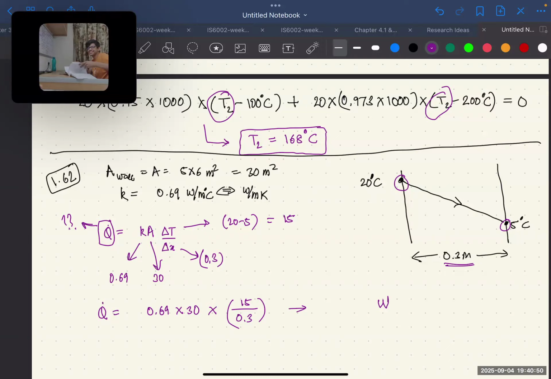So okay, anyways, I'll share the answer. The answer is 1035 watts. Okay, very, very simple problem. Yes, thank you. Danish has put it in the chat.